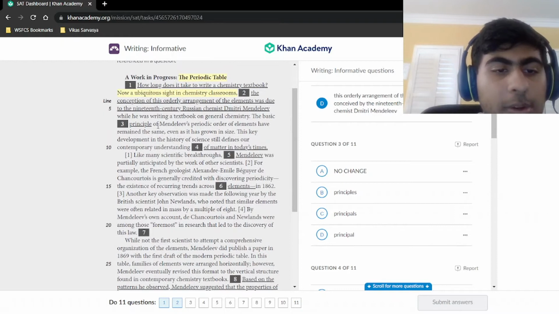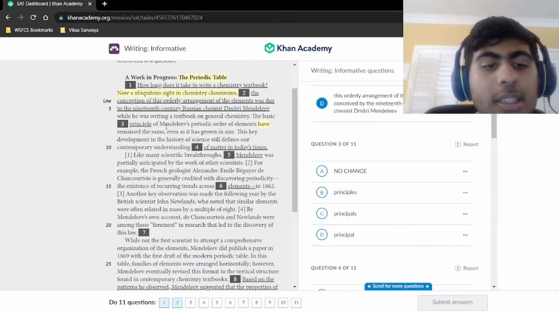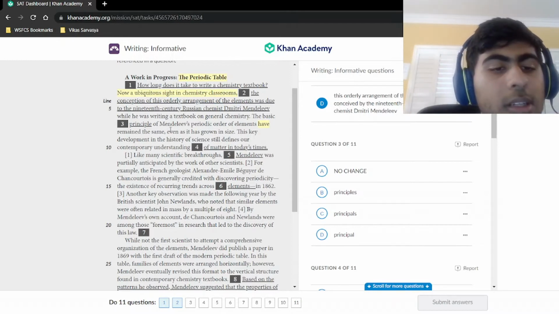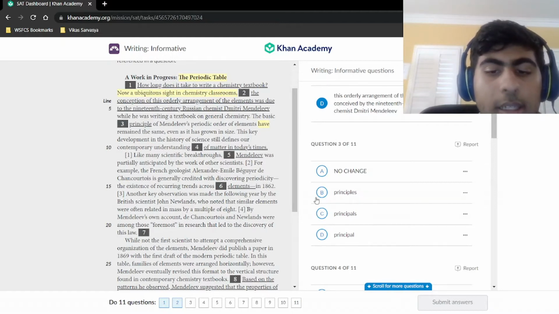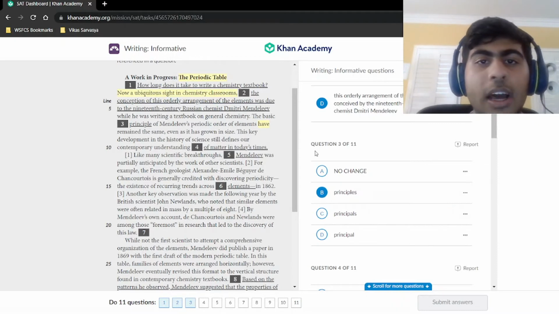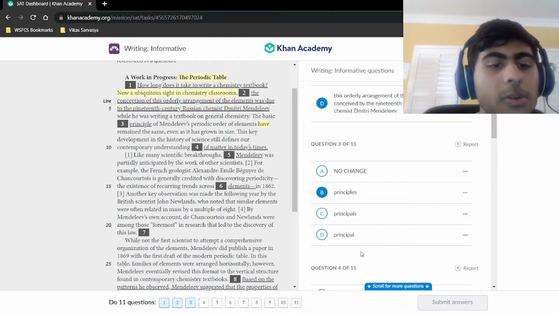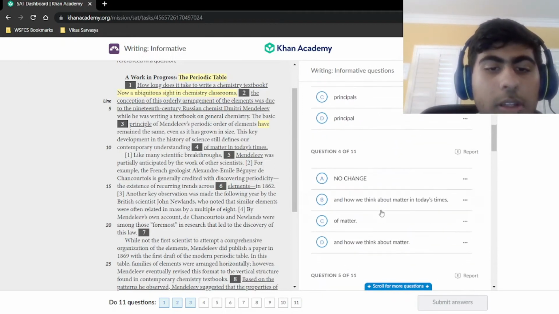Then we move on to the next question. The basic principle of Mendeleev's periodic order elements have remained the same even as it has grown in size. So it says have right here, right? Have is a plural. So the basic principle has to be plural because it's a subject here and the verb is here, and the subject and verb have to agree in the tense and the number. So they already both are present tense, but this has to be plural. The plural of principle is principles. It's still this idea of principle as in a value that's held, and not principal, like the leader of a school or something, right? And we can move on to the next question.